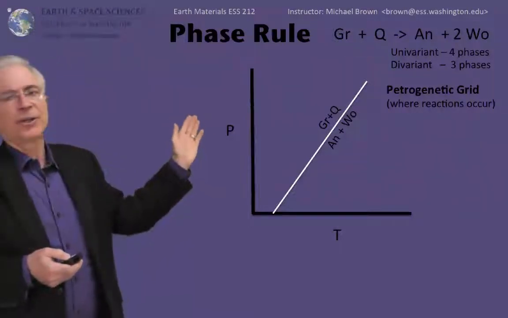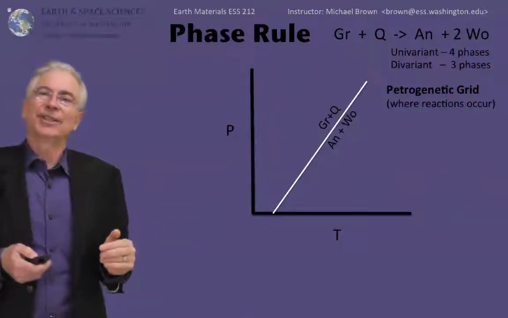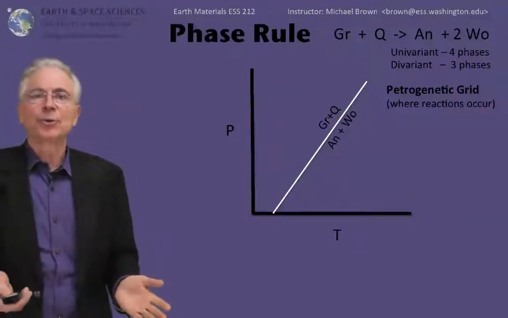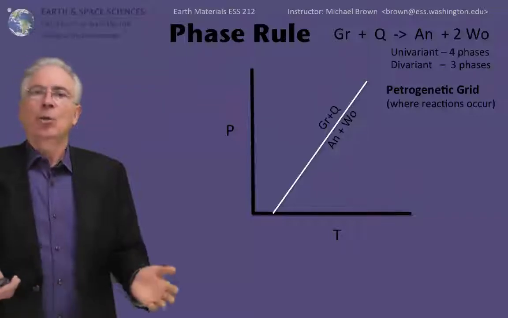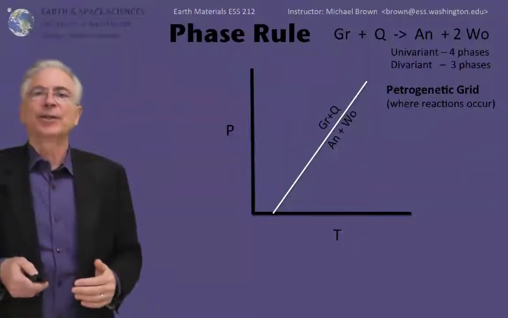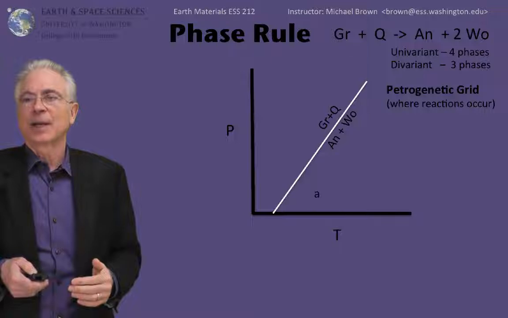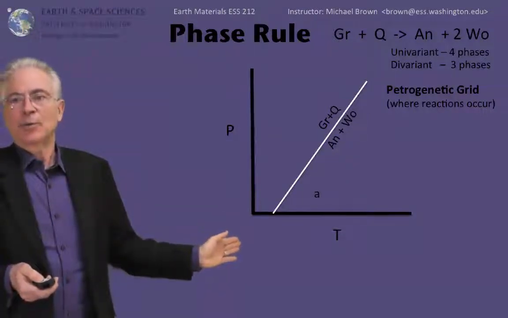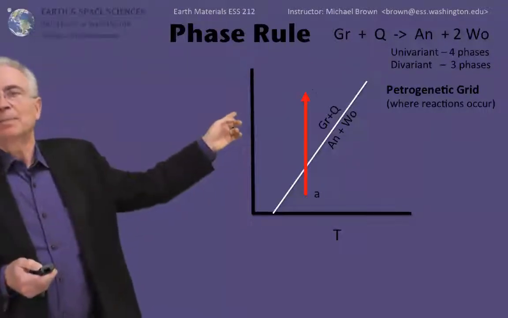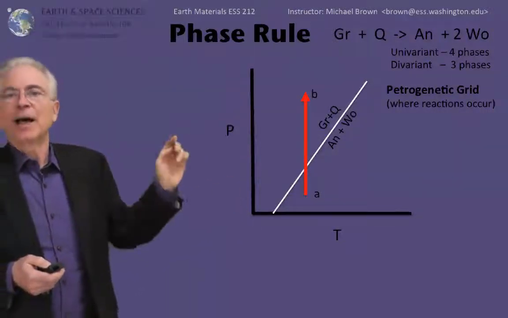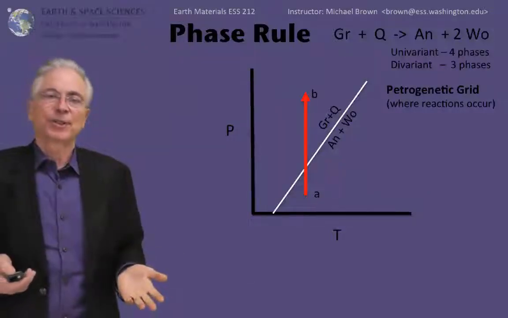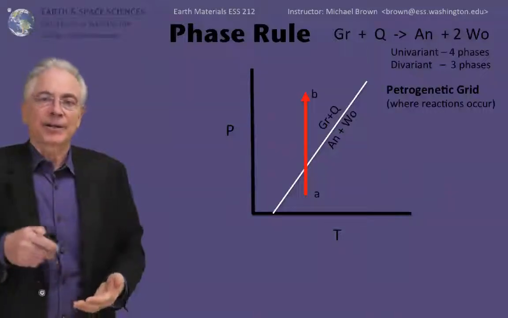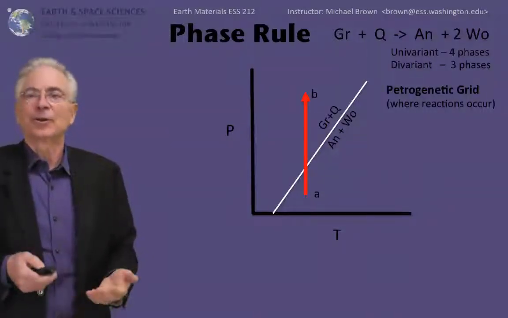Now, we call this structure in pressure temperature with reaction lines on it a petrogenetic grid. It shows in pressure temperature space where all the important chemical reactions occur. And we can take the example then going from point A down at low pressure to a point B at high pressure, the red line showing a path in which pressure is increasing at constant temperature. This would be an effect of burial, pushing it down farther in the earth to greater depth.